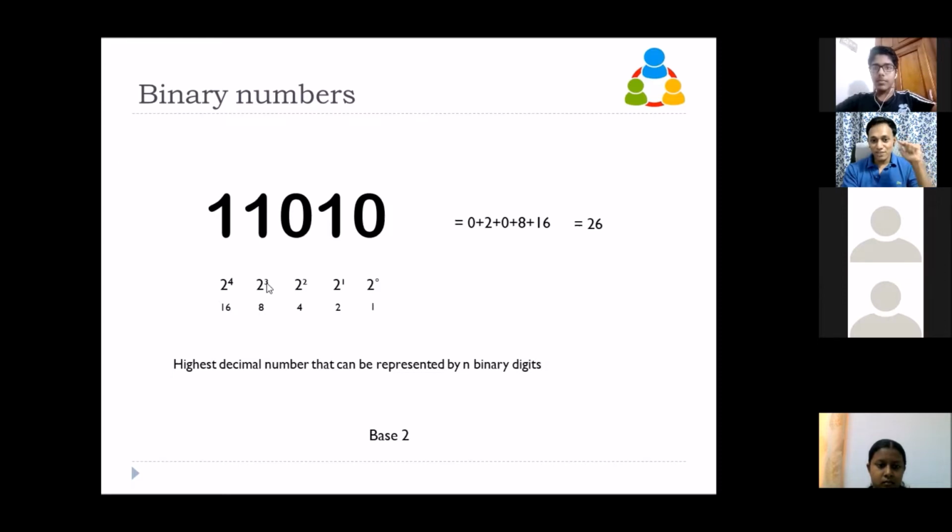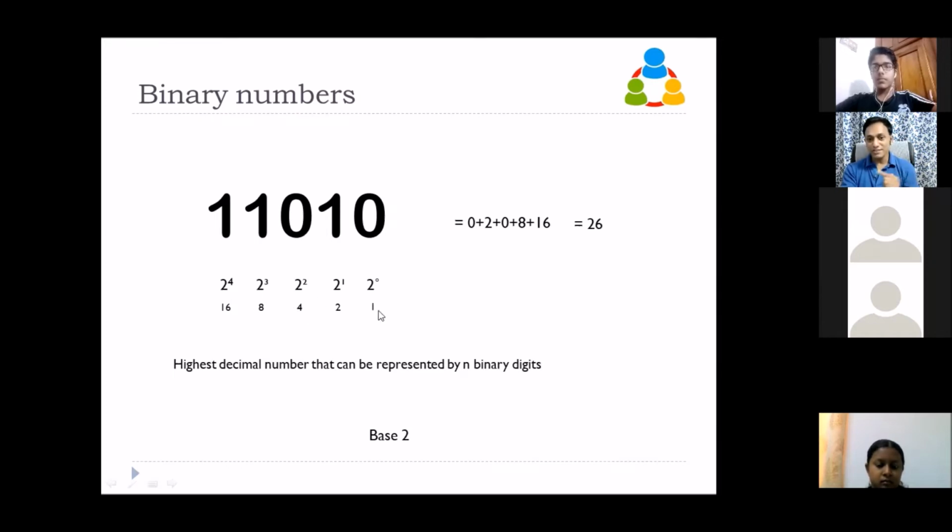See, if it is 3 digits, the biggest number you can represent in 3 digits is 4 plus 2, 6 plus 1, 7. 2 raised to 3 is 8. 8 you cannot represent. If you want to represent 8, you need the 4th digit. So you can represent 1 less than 8. That is 1 less than 2 cubed.